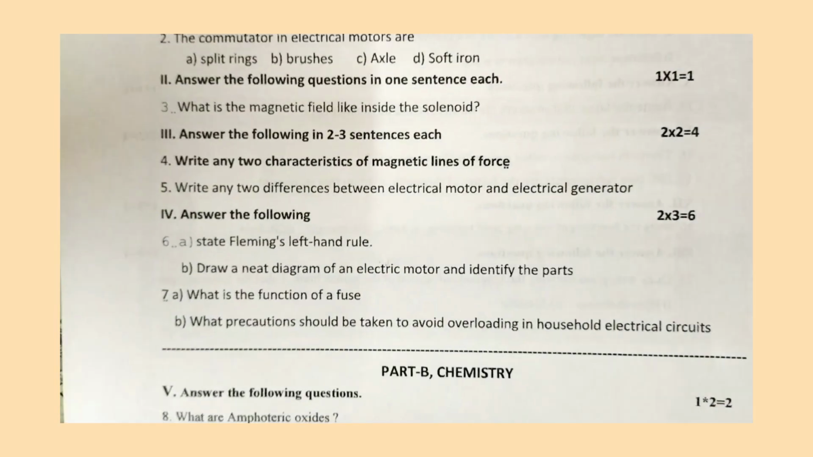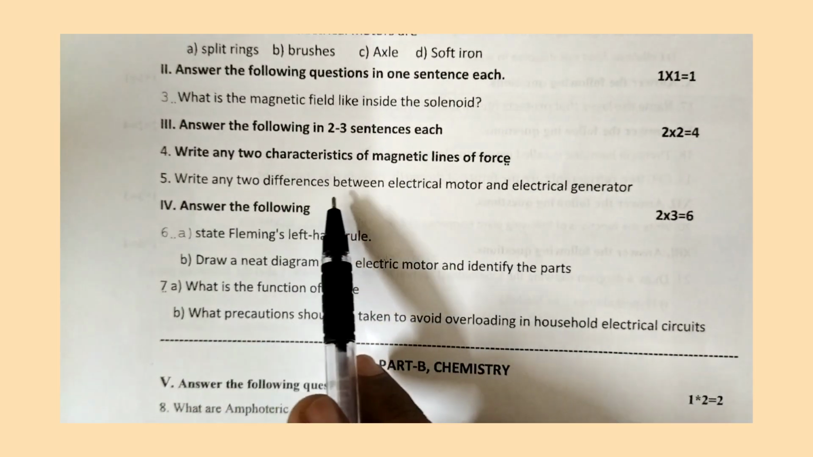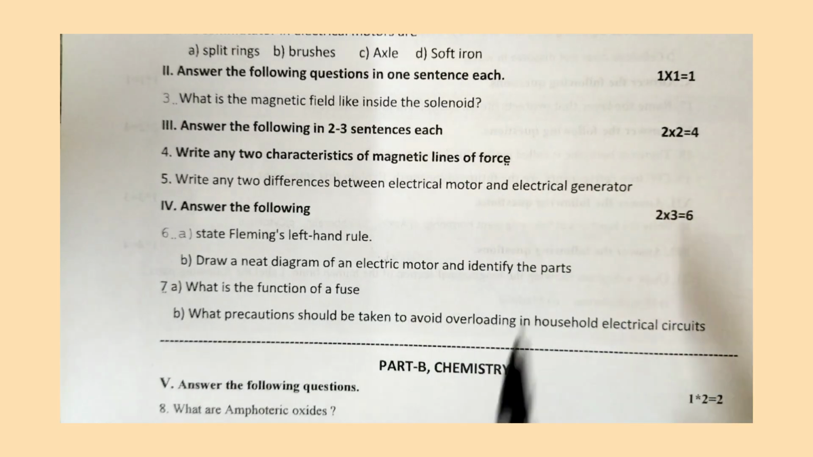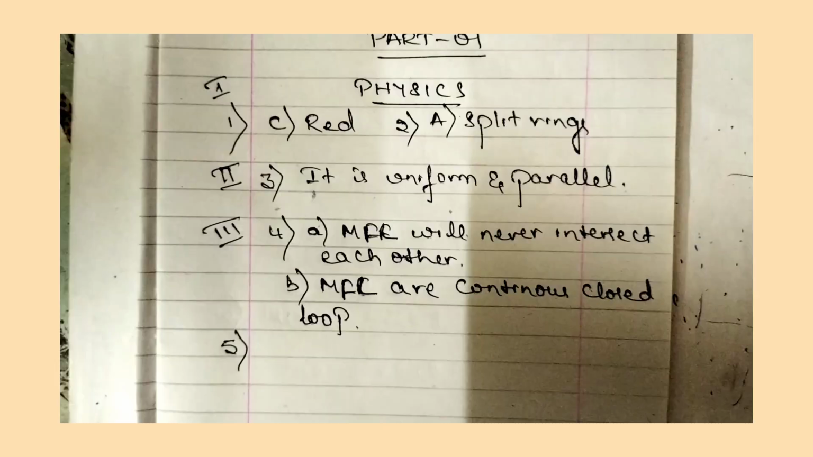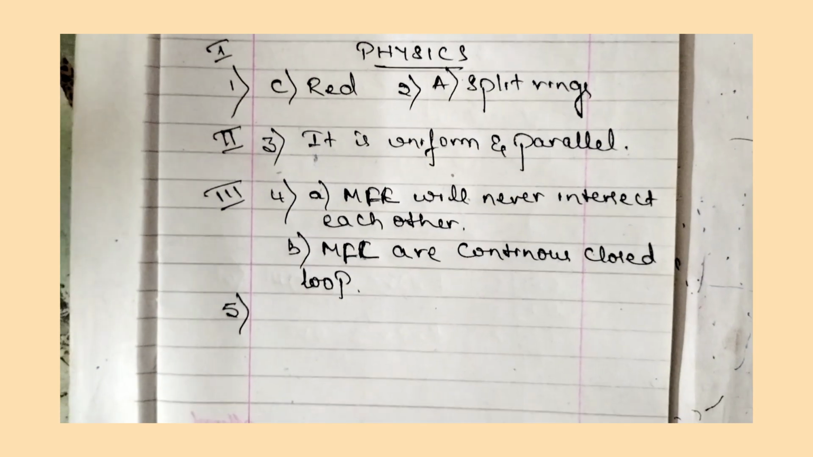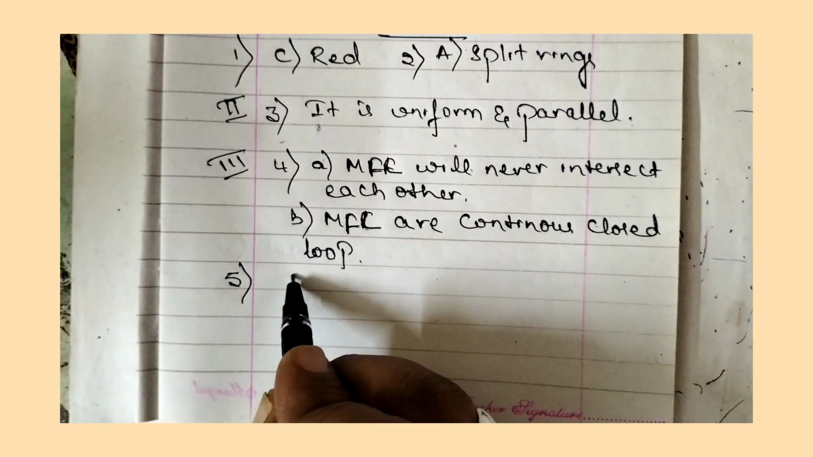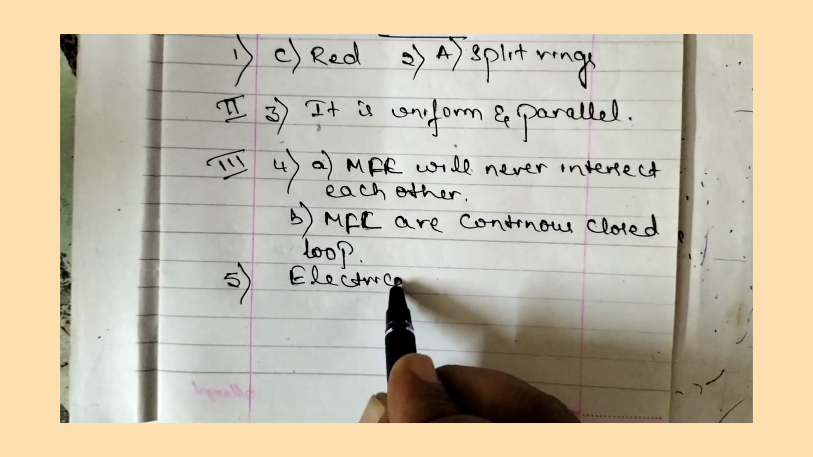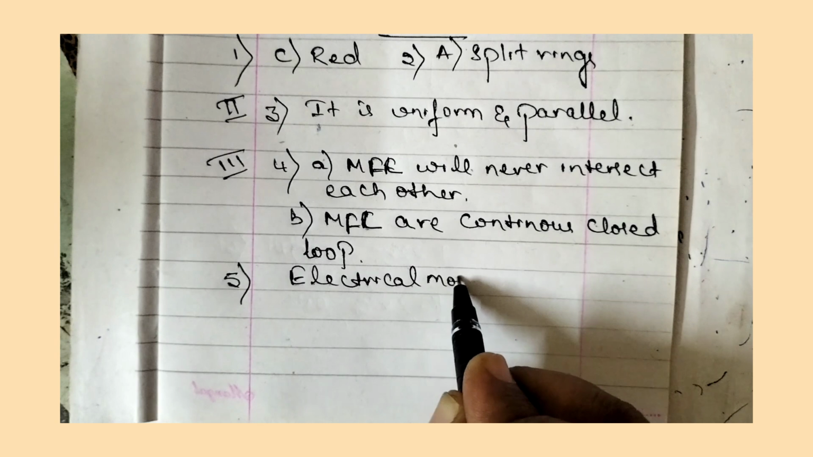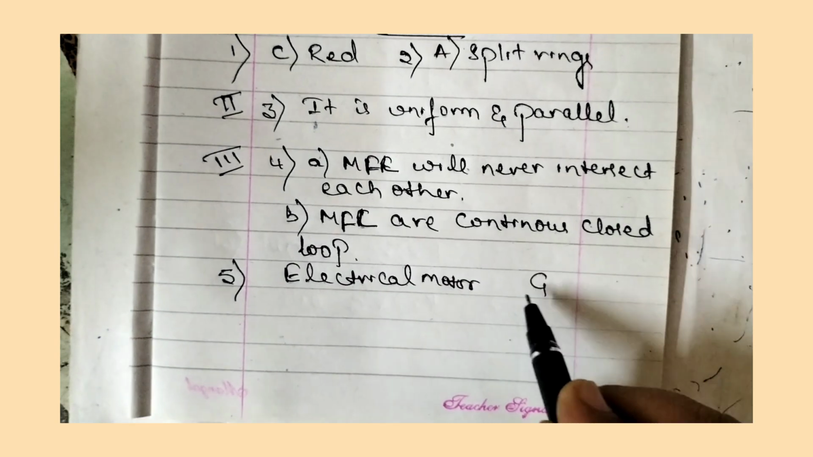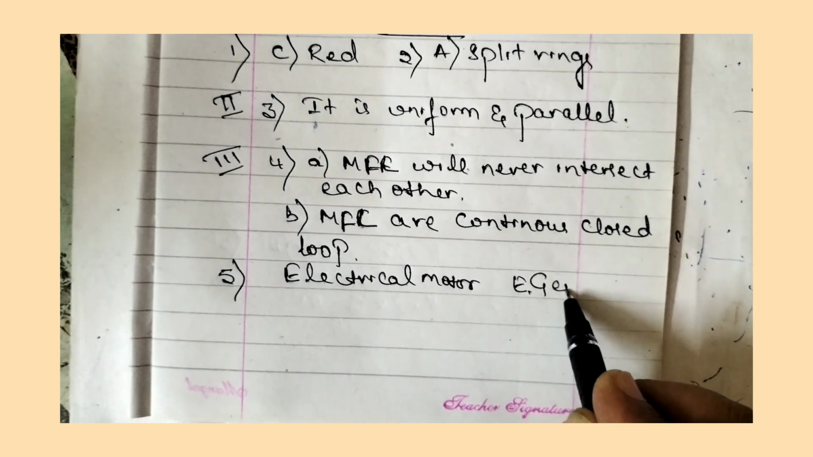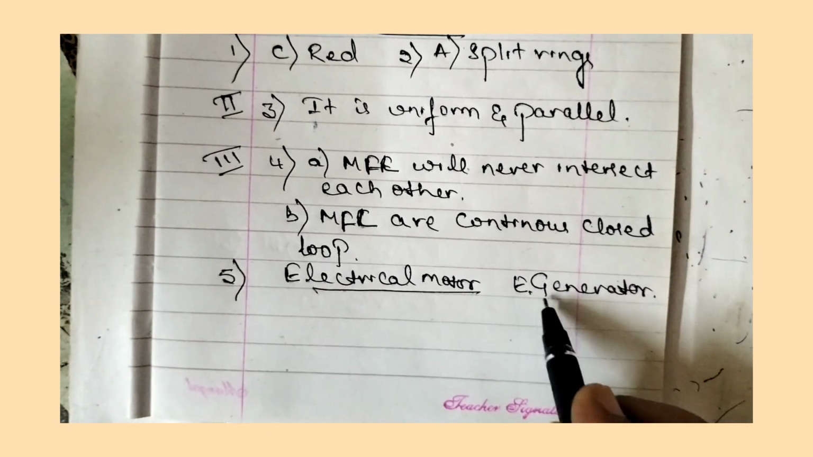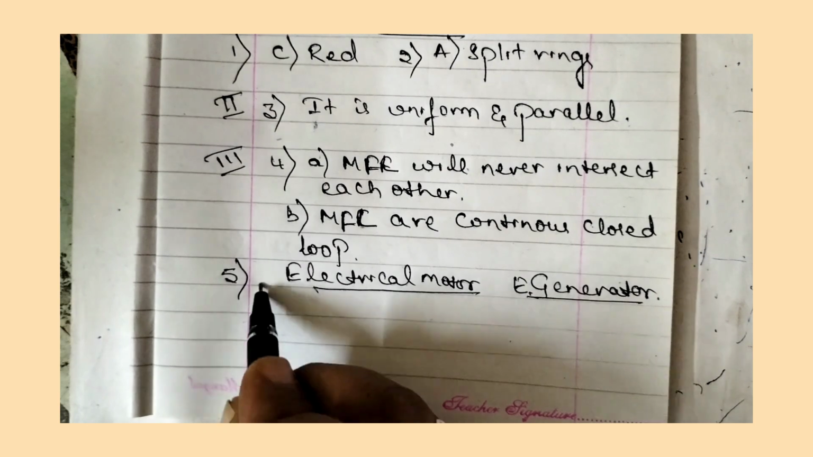Then the fifth question is: write any two differences between electric motor and electric generator. So now let us write down two differences. On one side let us write electric motor, and on the other side electric generator. Let us see what the differences are.